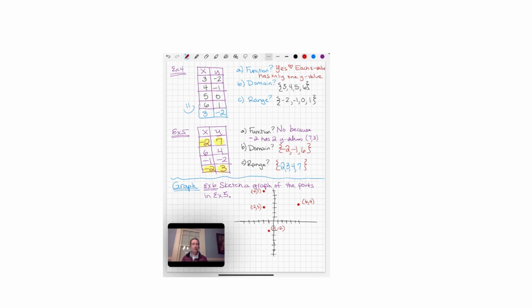Take another minute or so to wrap up your graph. A little sketch.